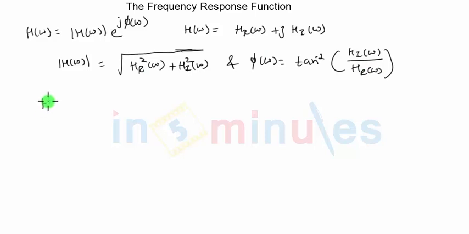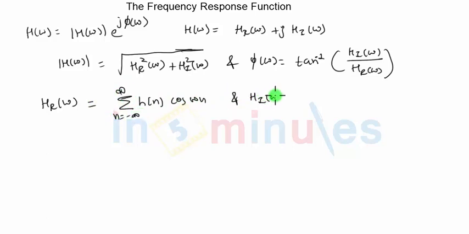Now here, if I want to specifically define Hr of omega, then Hr of omega will be nothing but summation h of n into cos omega n. This is what we had replaced in terms of Hr of omega, and Hi of omega was nothing but minus summation h of n into sine of omega n.